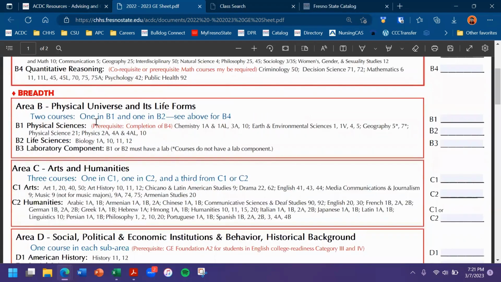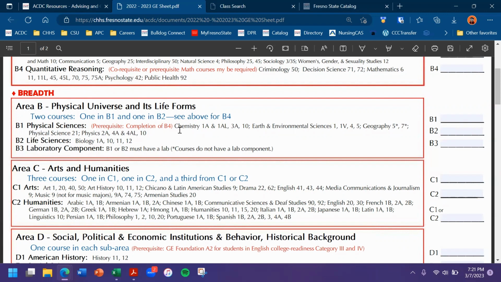Moving to area B, and moving a little bit more briefly, we can see a deceptive area of the GE sheet, which is where numerical courses that are lower aren't always easier. For example, with chemistry, 1A and 1AL are more typically meant for science majors, whereas 3A and 10 are more accessible. Similarly, with biology, biology 1A is the more difficult class, while 10 is typically the more accessible class.